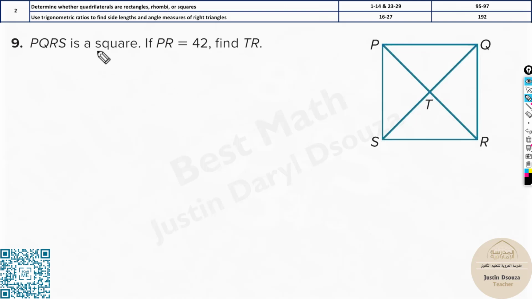Now PQRS is a square. If PR, that is over here this side, is given as 42, what is TR? This one. Now that's just half of it, right? It's pretty simple. Just divide this by 2, that will be it. TR is equal to half of PR, or PR is equal to 2 times TR. That's it. So it'll be 21.